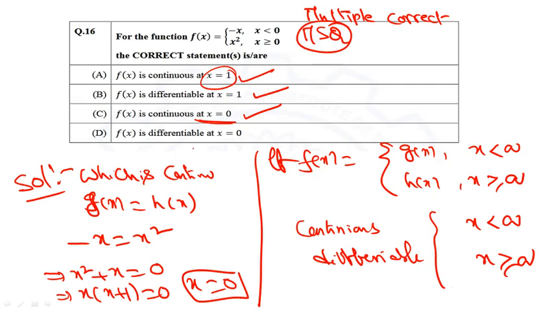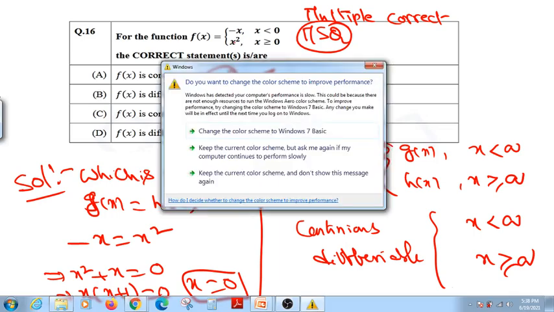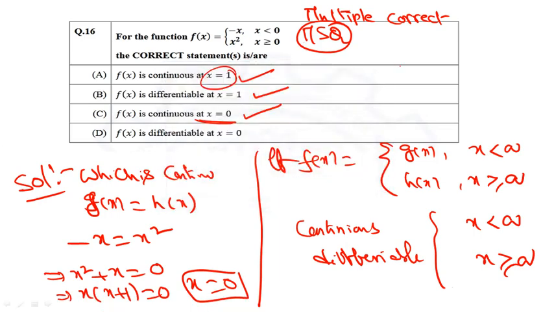Now for differentiability, you just find f dash. The derivative of f is minus 1 for x less than 0, and for x greater than or equal to 0 it is 2x, since the derivative of x square is 2x.